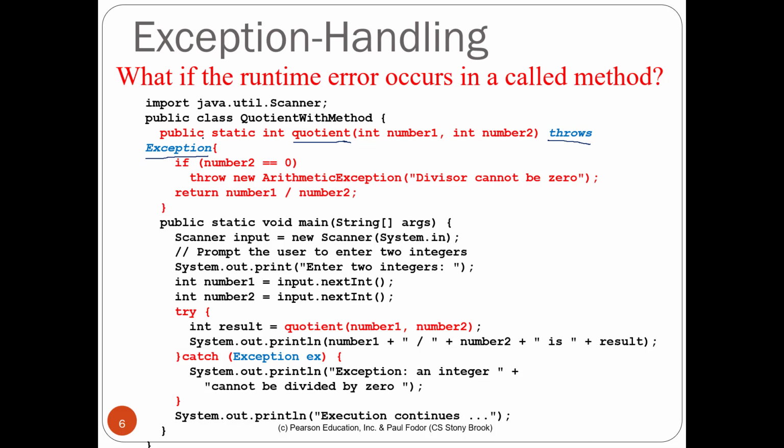So we will have to rewrite the header of the quotient method as public static int, because that's the quotient that you're returning. The return statement says number 1 divided by number 2. Number 1 is right here, number 2 is right here. So you have public static int quotient, and all the arguments that you usually have.